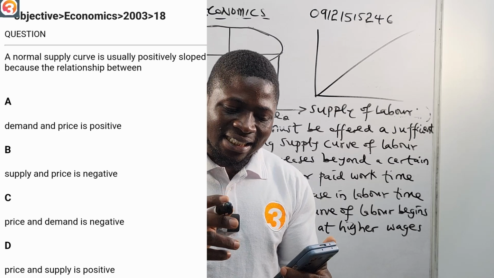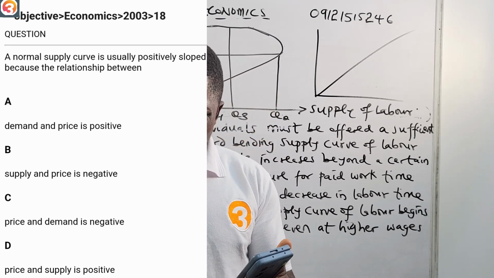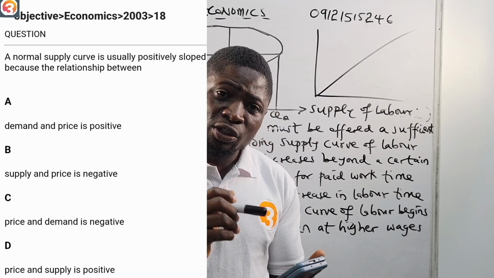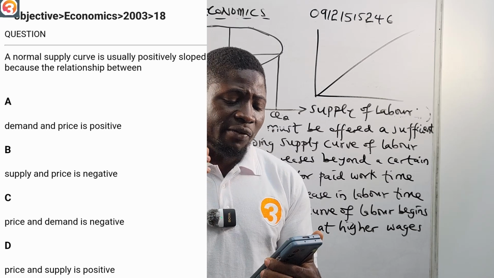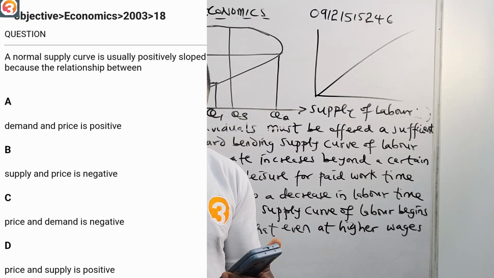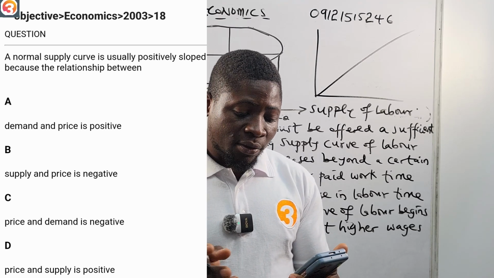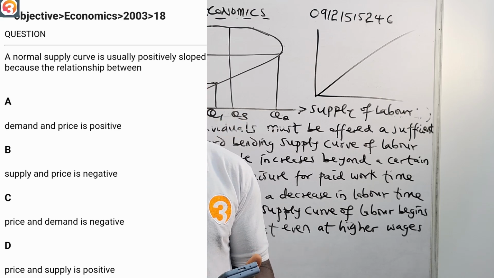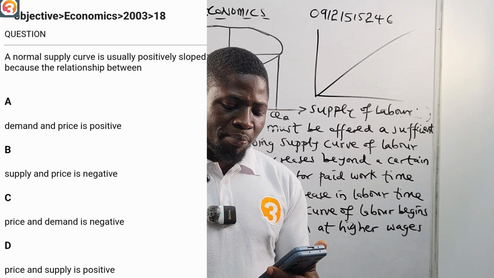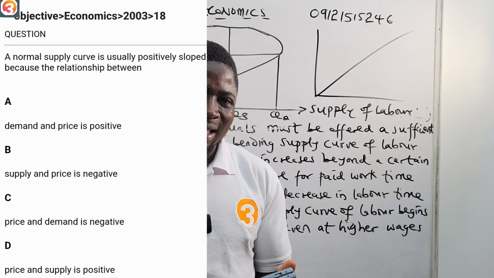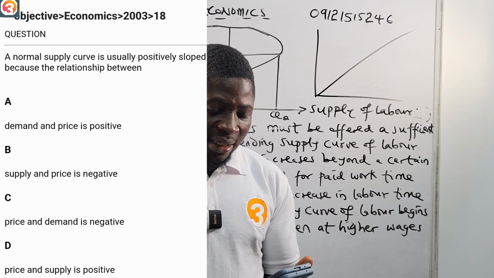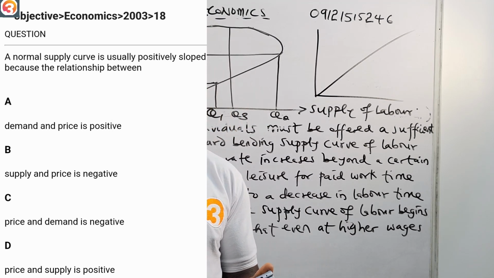Now option A says demand and price is positive. We're talking about supply here, so what is demand doing in the first option? That makes option A very wrong. B says supply and price is negative. It's not negative. C says price and demand. We're talking about supply here, so option C is wrong. This one says price and supply is positive.